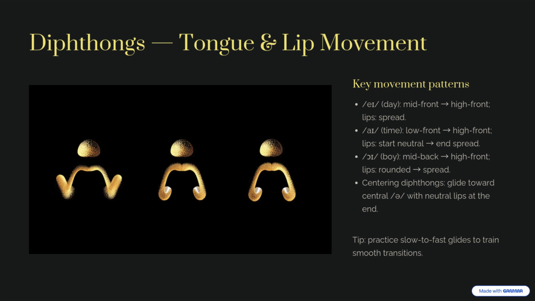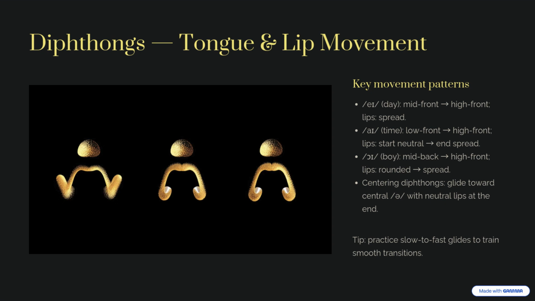Diphthongs, length and lip movement. To pronounce diphthongs correctly, we must observe the movement of both the tongue and the lips. For example, E, in day. The tongue moves from mid-front to high front, and the lips are slightly spread. Example sentence: they will play today.